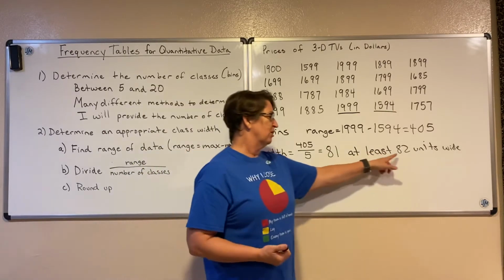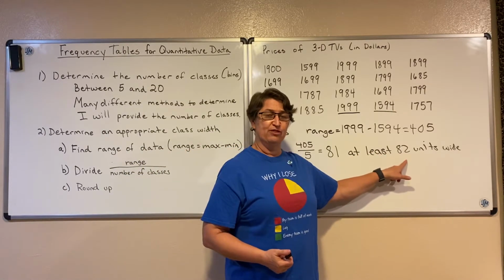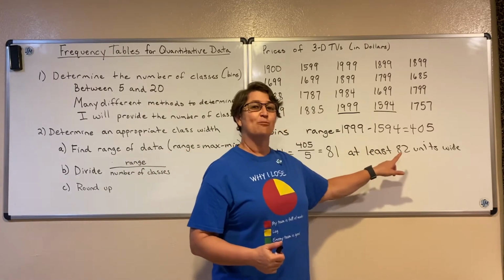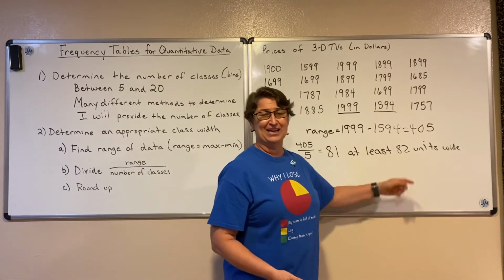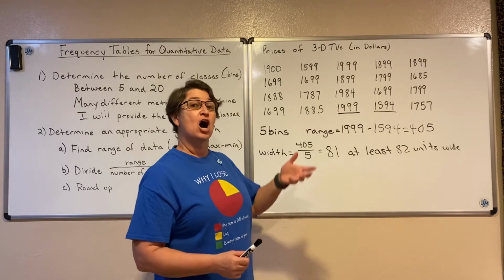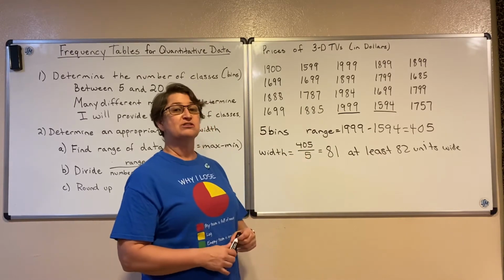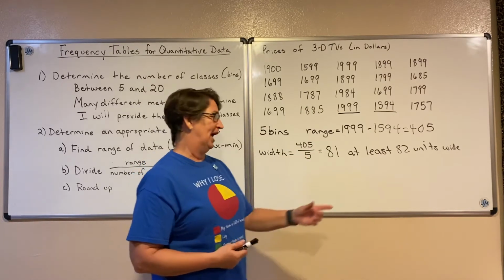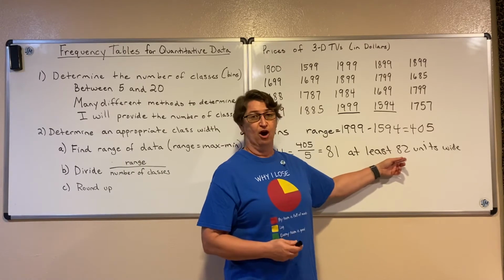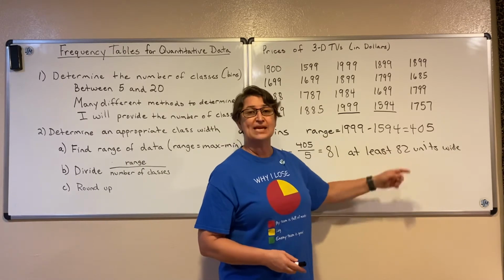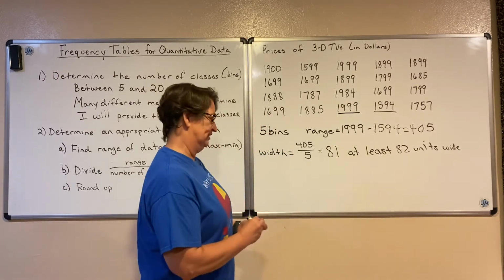But all of those numbers are smaller than this. I have to count by at least 82s. But I don't want to count by 82s. But what about 100? 100's a nice, easy thing to count by, and yet it's bigger than 82, but not too far off from it. So I'm going to count by 100s.